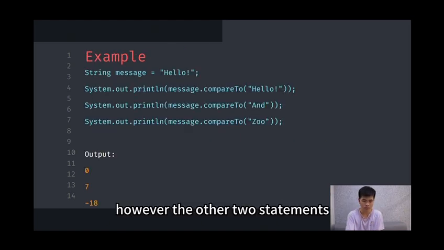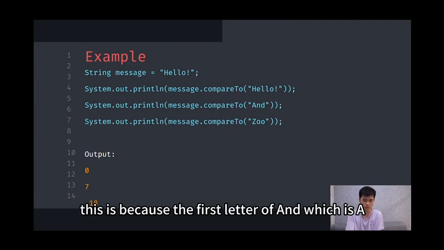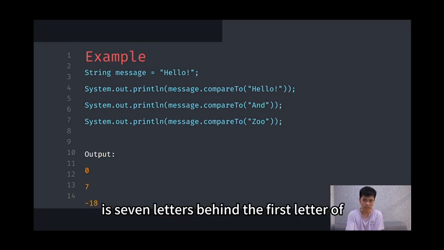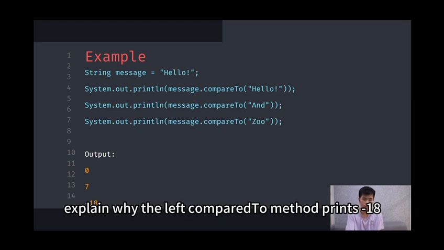However, the other 2 statements print 7 and negative 18 respectively. This is because the first letter of "AND", which is A, is 7 letters behind the first letter of the other string, which is H. The same explanation can be used to explain why the last compareTo statement prints negative 18.